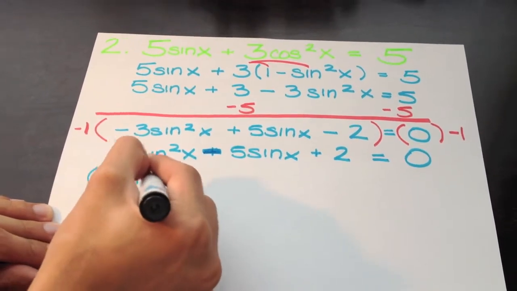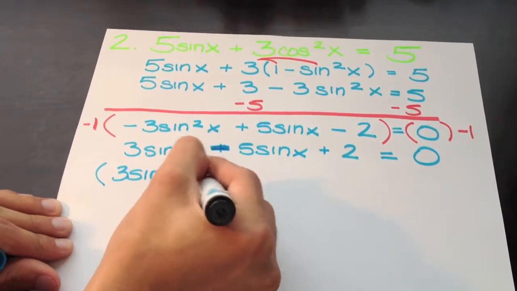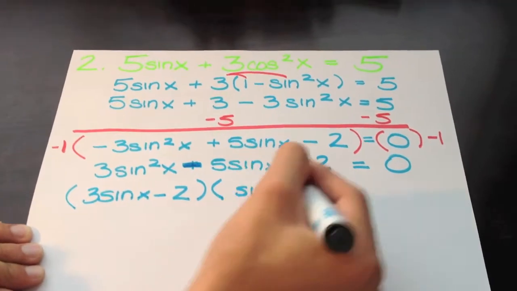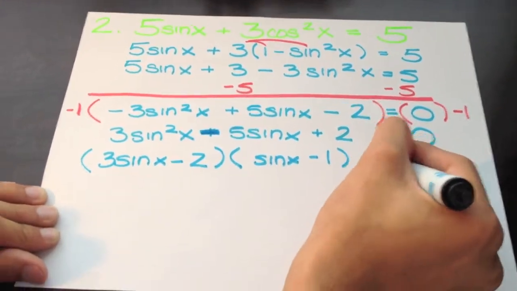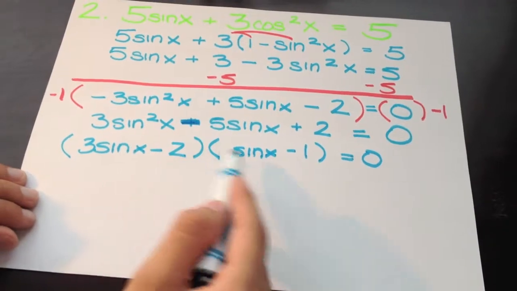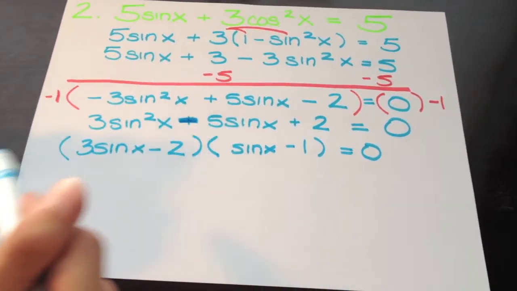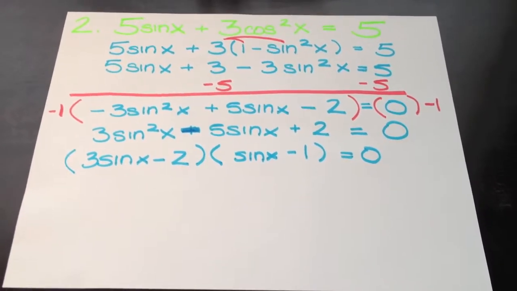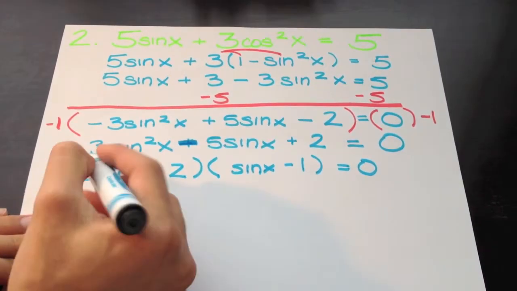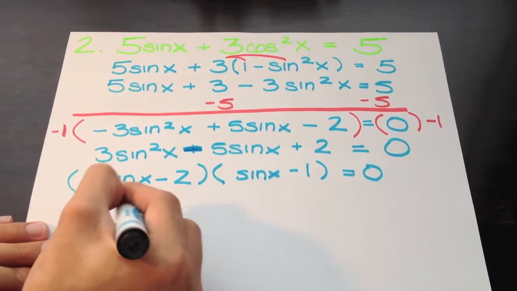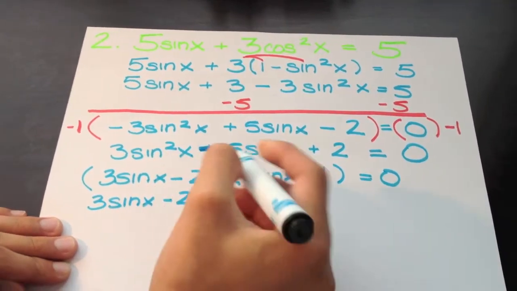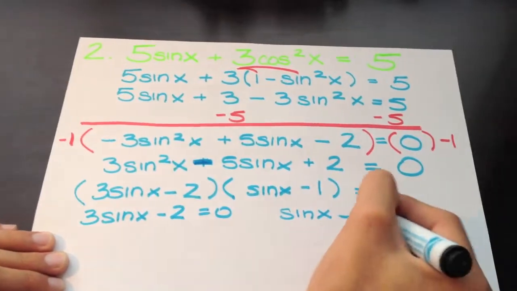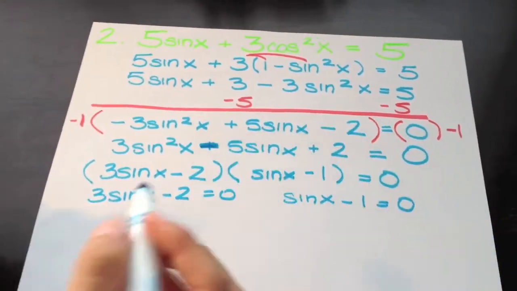3 sine of x minus 2 times sine of x minus 1 equals 0. If you distribute out both of these mini equations, they're going to give you the quadratic. So now we're going to set both mini equations equal to 0. So 3 sine of x minus 2 equals 0, and sine of x minus 1 equals 0.